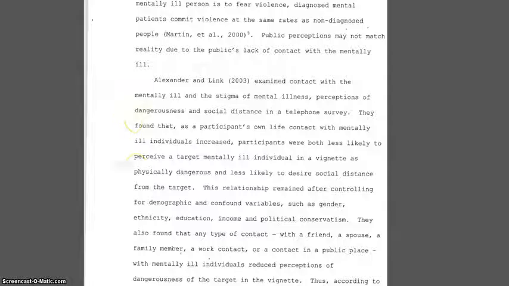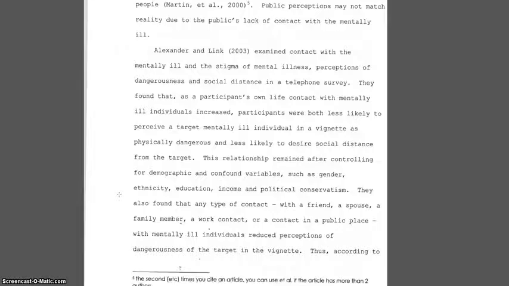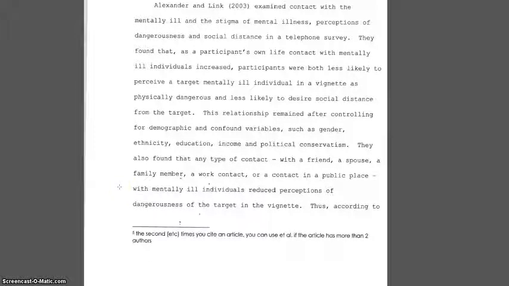So here we're getting this idea that, according to this Alexander and Link study, if a participant had contact with a mentally ill person, then he or she was less likely to believe that that mentally ill individual would be dangerous, and also less likely to try to avoid the mentally ill individual. So again, this is tying into this idea of public perception versus reality, and also starting to segue a little bit into the solution, because if we can break down that myth, then we can start to reduce, if not eliminate, stigmatization.